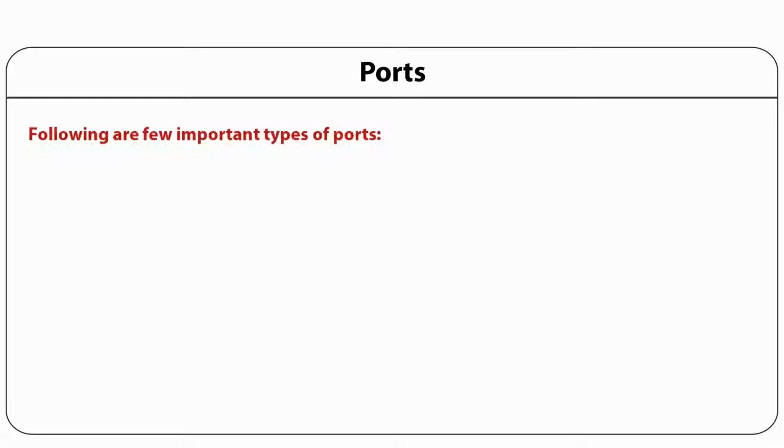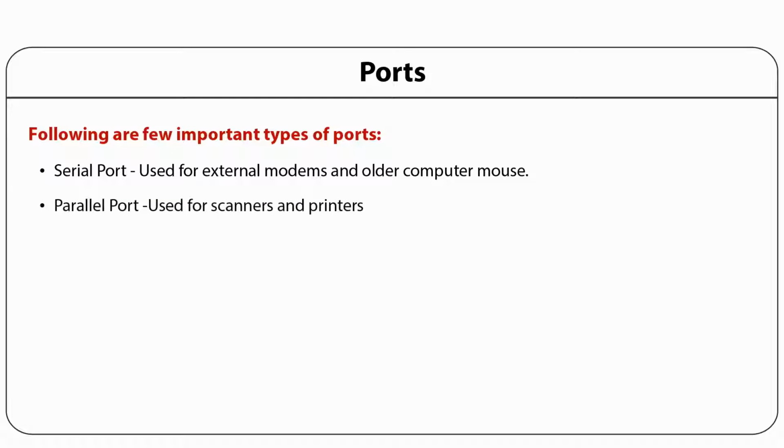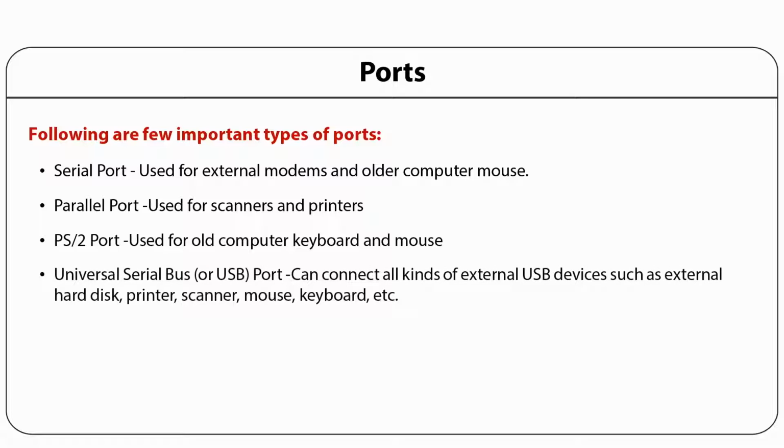Some of the important types of ports available on the motherboard are the serial port, which is mainly used for external modems, and the older computer mouse also used the serial port. Parallel ports are used for scanners and printers, and PS2 ports again for the earlier keyboards and mouse. Now we have the USB or Universal Serial Bus port, which can connect all kinds of external USB devices like your external hard disk, your printer, your scanner, your mouse, keyboard, etc.